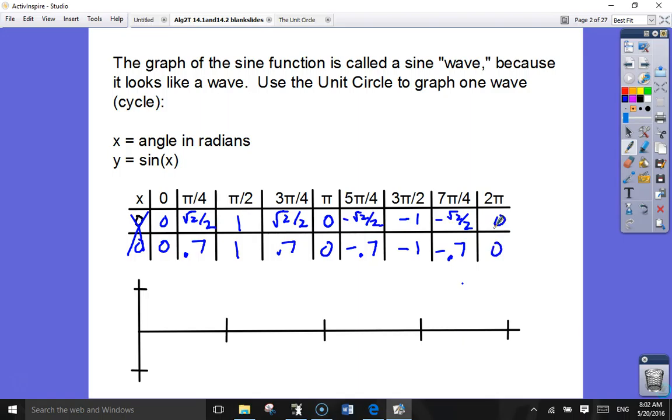So now we can graph all those points, right? We're going to start, 0 is here. I got up to 2 pi. So this is going to be pi. This is going to be, no, that's pi over 2, sorry.